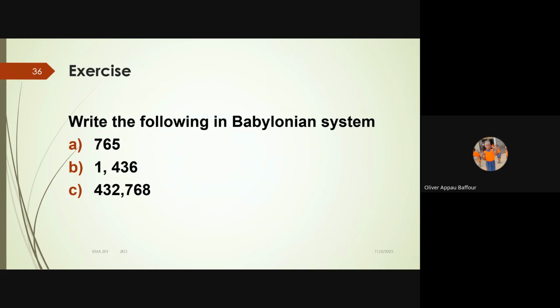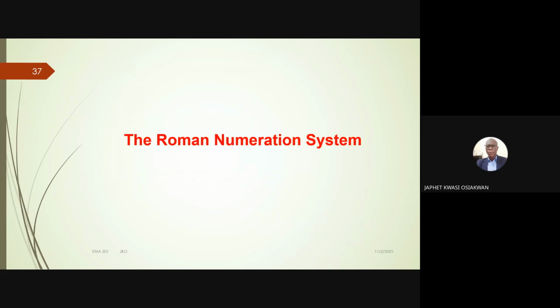Sir, please, I wanted us to check the reverse one. Like when you are given the number and you have to write the symbol for that. Yeah, so you can check it yourself.